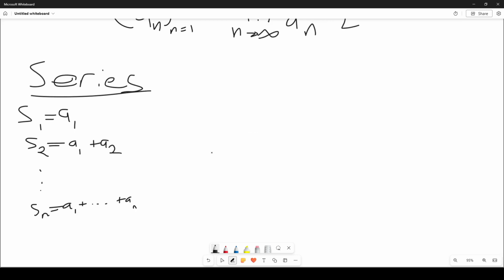Right? In general, I'm going to use some notation to write this S_n as the sum from i equals 1 to n of a sub i. And this i equals 1 could be whatever the starting index is of our sequence, right? In general, it has to go from the beginning all the way to n. These are called partial sums.